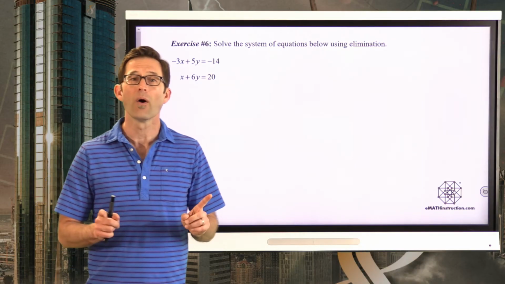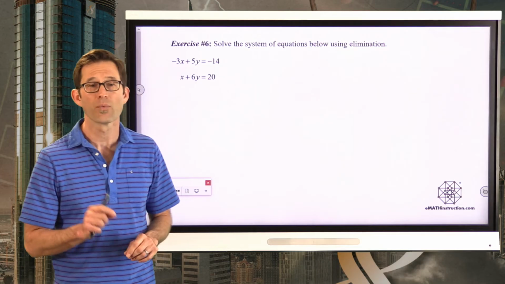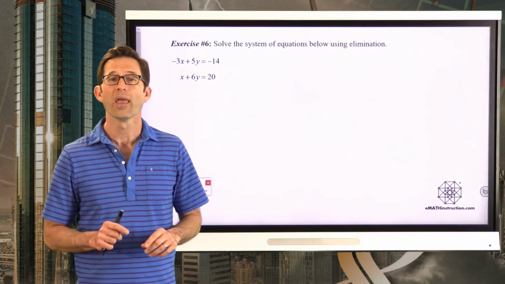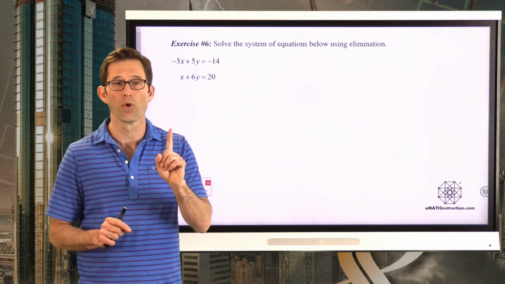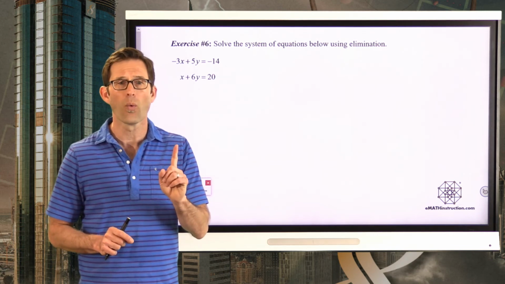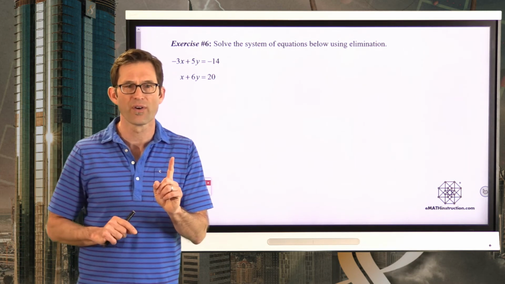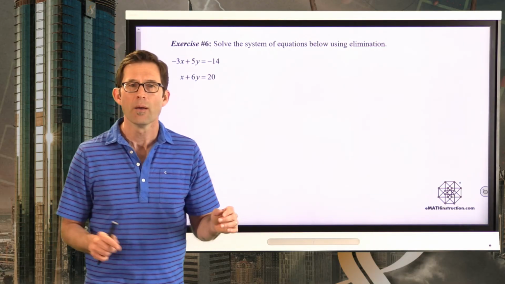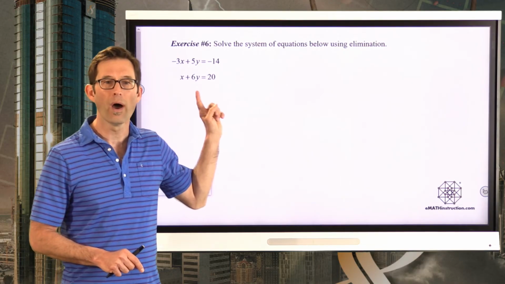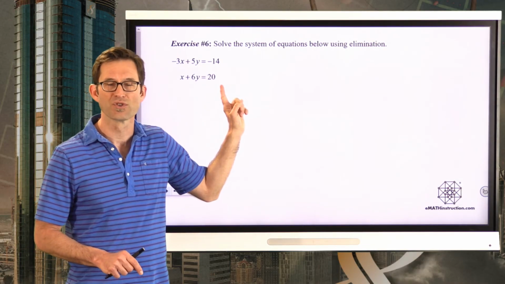All right. Well, one thing I would ask you to look for when solving a system by elimination is whether one of the equations contains a variable where the coefficient equals 1. Now, the coefficient's the number that multiplies the variable, right? If the coefficient equals 1, it won't even be written. But take a look at this second equation. We have 1x plus 6y equals 20.